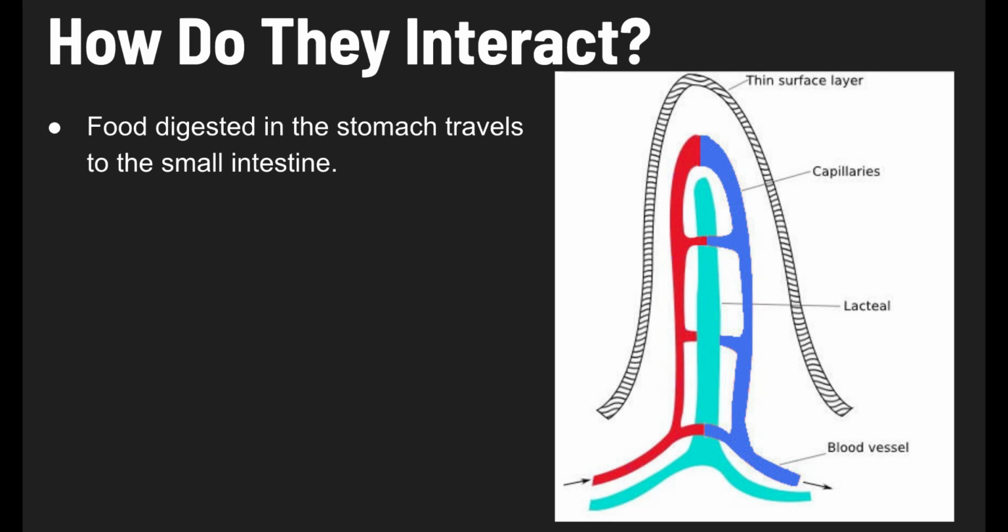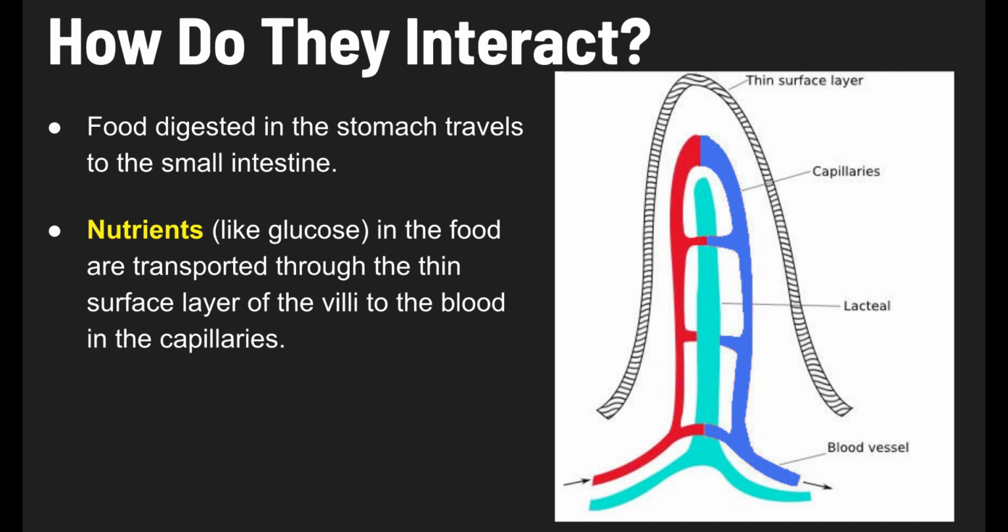Well, when you consume some food, the food gets digested in the stomach. And that food that's been digested travels to your small intestine. Well, there are nutrients in that food. For example, you've got glucose. That's a sugar. That glucose is what your cells need to create ATP to have energy to function. So there are nutrients in your food, and those nutrients get transported through the thin surface layer of the villi. That's this striped line here. It says thin surface layer.